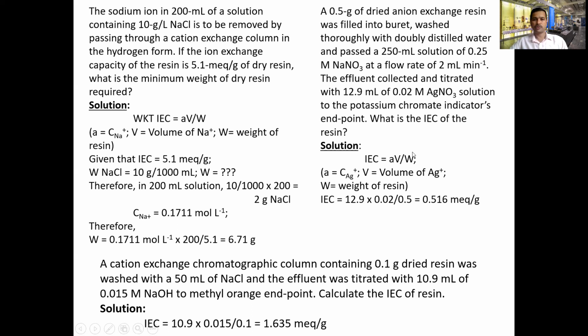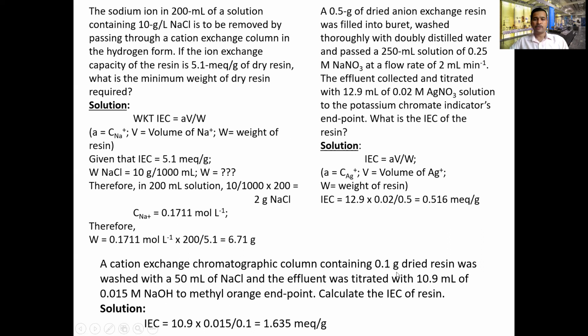Okay, I hope you have understood. These two problems are different in nature, but both are related to ion exchange capacity. Next one. A cation exchange chromatography column containing 0.1 gram dried resin was washed with 50 ml of NaCl, and the effluent was titrated with 10.9 ml of 0.015 molar NaOH to the methyl orange endpoint. What is the ion exchange capacity of the resin? This problem is related to cation exchange resin, while the previous one was related to anion exchange resin.